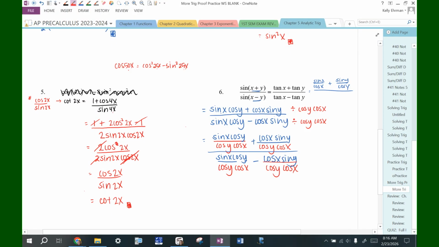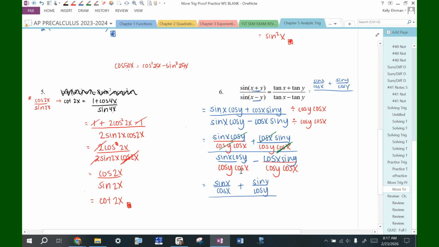Now here, some things should cancel within each fraction. So let's take a look. So in the first fraction, the cosine y's cancel. In the second fraction, the cosine x's cancel. So what are we left with up there? We're left with sine x over cosine x. That's good because we want tangent x. Okay, and then plus the other fraction, you're left with sine y over cosine y.